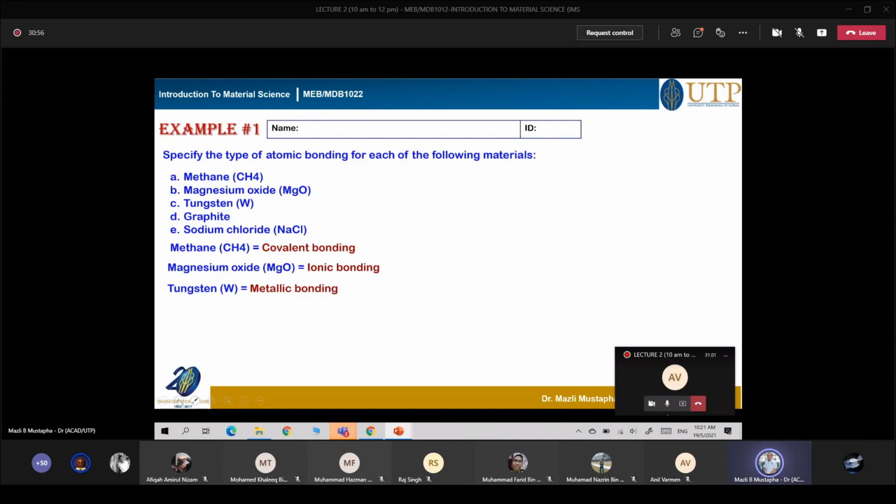And then tungsten. Of course we have metallic bonding. Graphite, we have learned, is covalent bonding. And sodium chloride, again, is ionic bonding. All the worked examples that we have done in the class, I will definitely upload either in the WhatsApp group or in our MS Teams. If you have a different opinion about this bonding, just let me know.